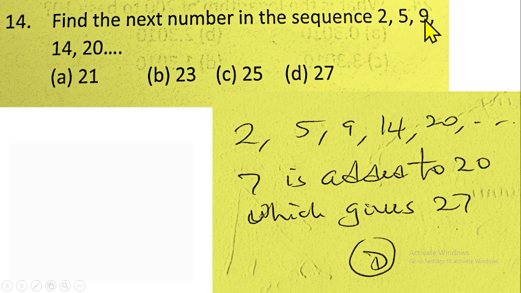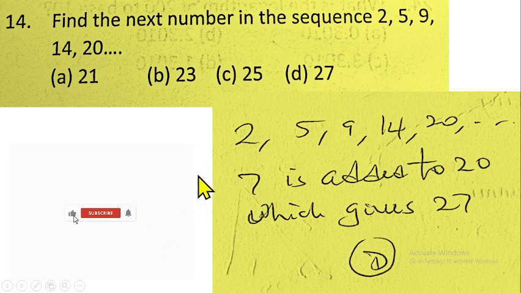There's something they have added to this 9 as well to give us 14. That means they have added 5. So 5 plus 9 gives us 14. There's something they have added to this one to give us this 20. They added 6. 6 plus 14 gives us 20. So what would they add to 20 to give us the next number? That should be 7. So 20 plus 7 will give us 27. So option D is the correct option for question number 14.